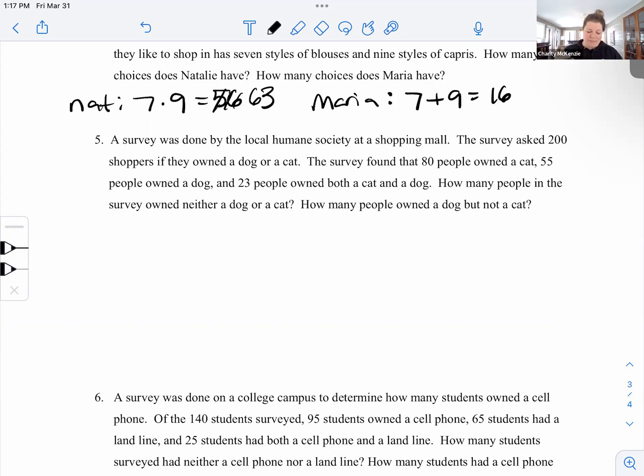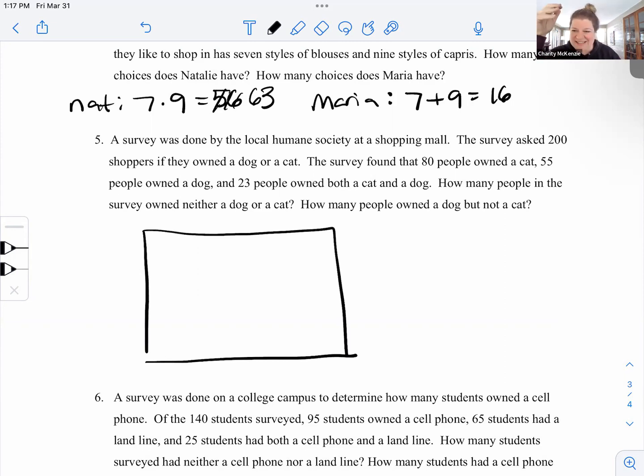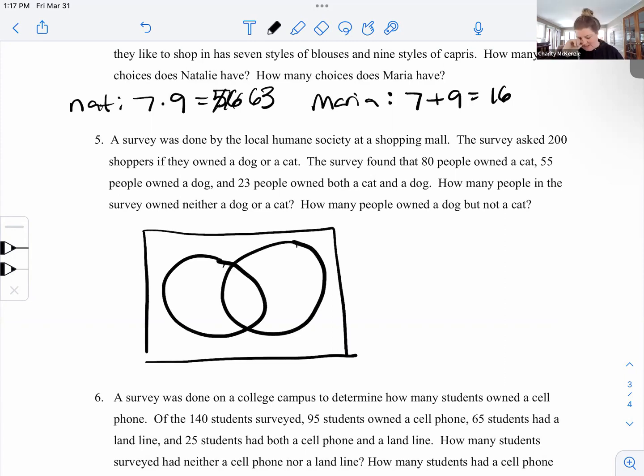So when I see something like this, I do like to think Venn diagram, and I'm going to do it in a Venn diagram also because some of your homework has that, and I want you to think about that. So it really is good to do a Venn if we have crossover. So we have doggies and we have kitty cats.